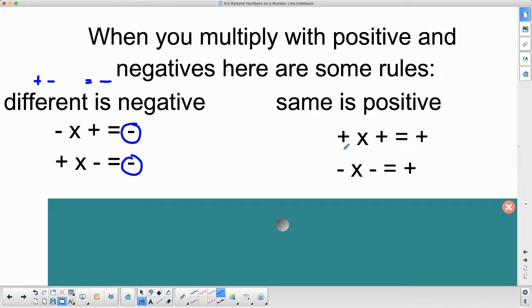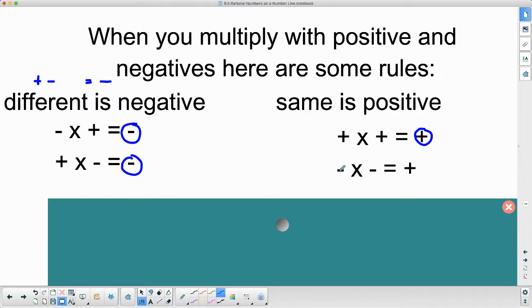When we have two of the same thing, it's always going to end positive. So a positive number times a positive number is always going to be positive. Like 3 times 4 is 12. Those are all positive numbers.